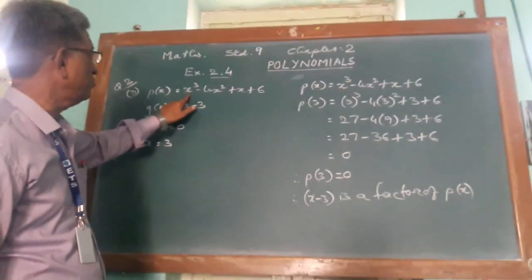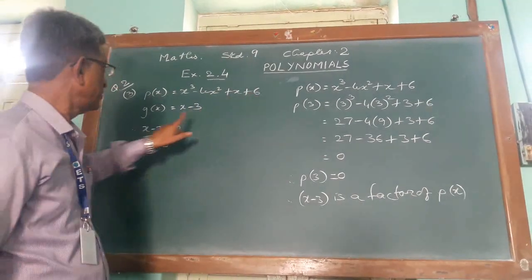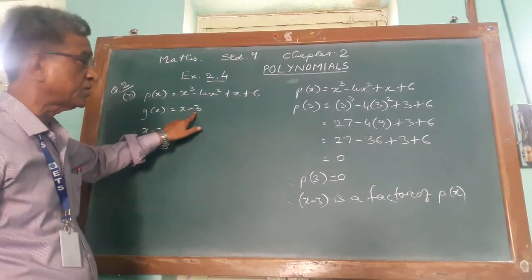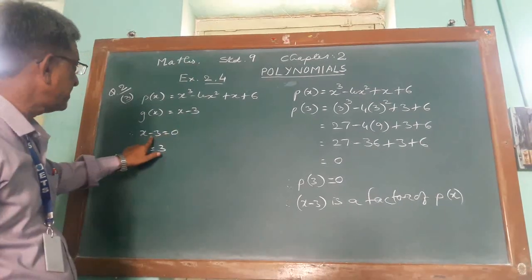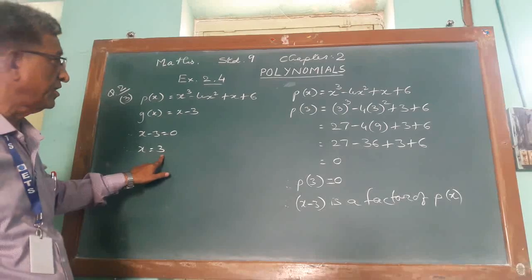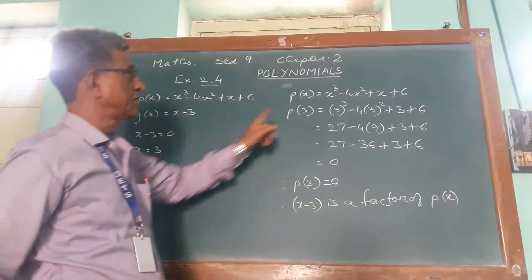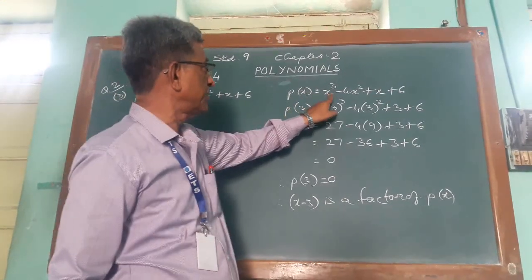Px equal to x cube minus 4x square plus x plus 6. Gx is equal to x minus 3. So let x minus 3 equal to 0. So x is equal to 3. Now substitute 3 in place of x. In place of x, write down 3.